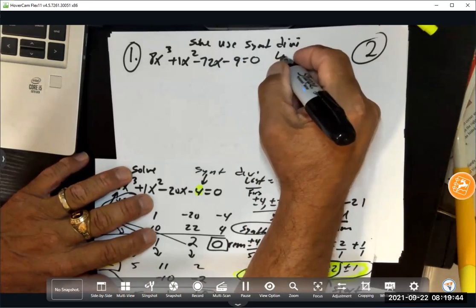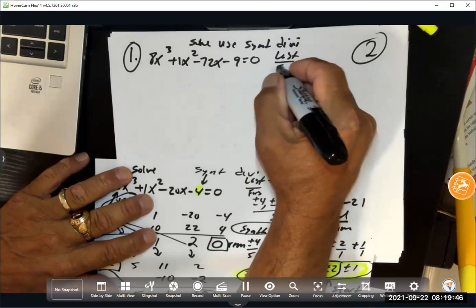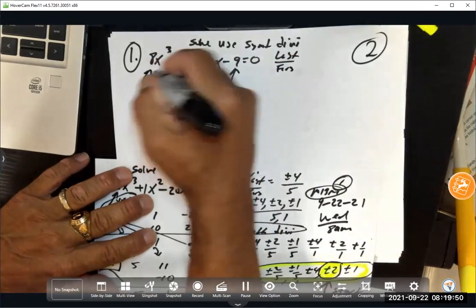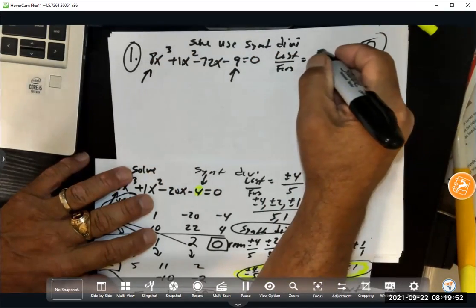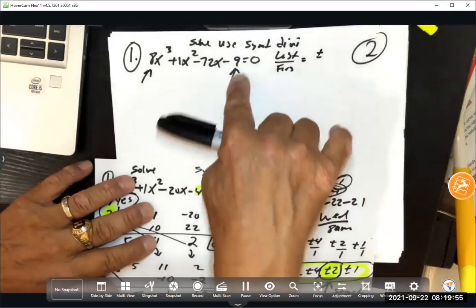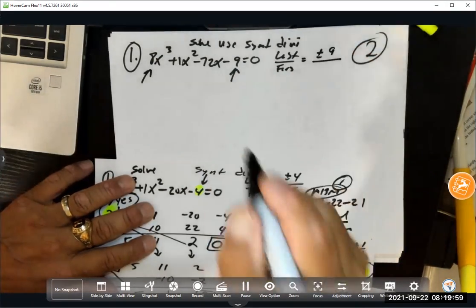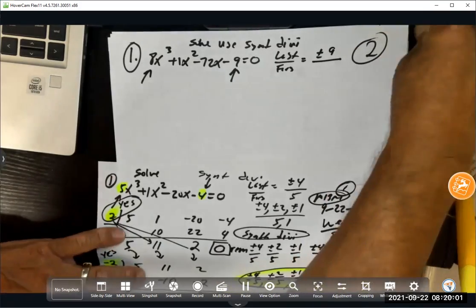So the last number we see on top and the first number we see. The last number is right here and the first number is right there. So the last number I see is what? 9. Plus or minus 9. And the first number I see is what? 8. Okay, so we highlight for you.